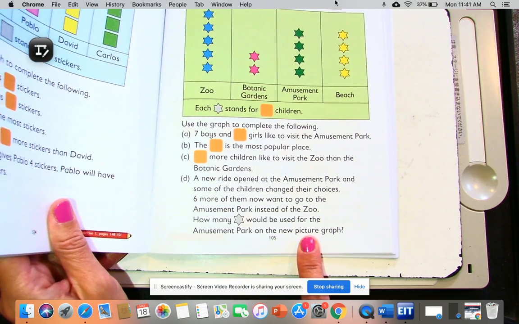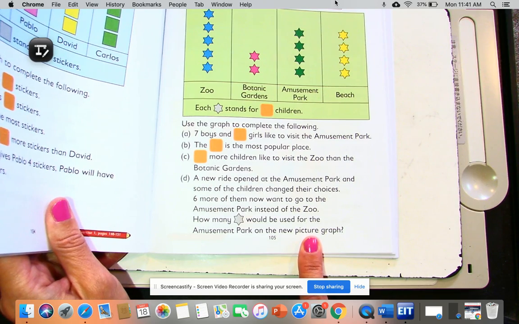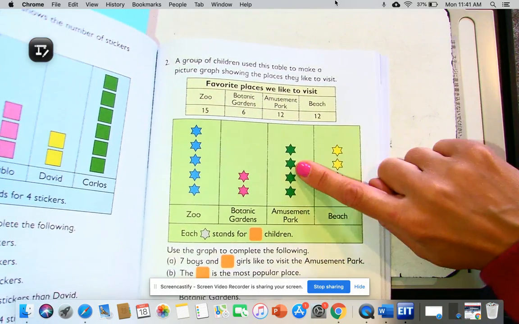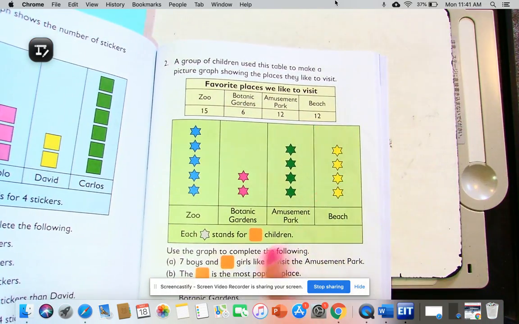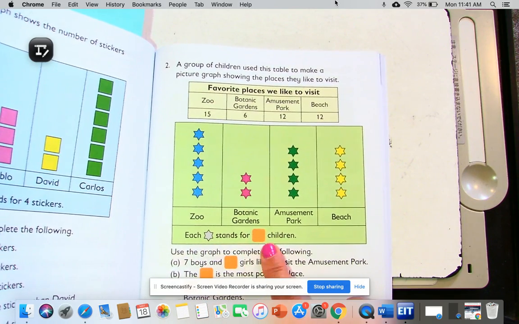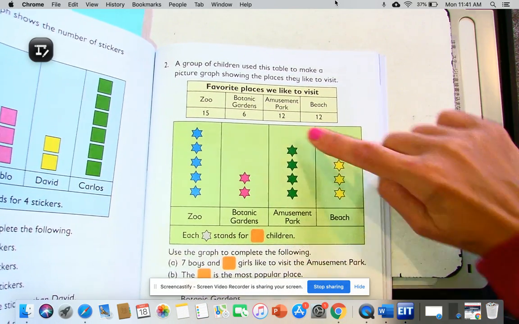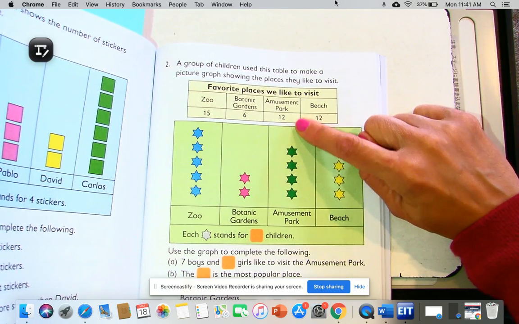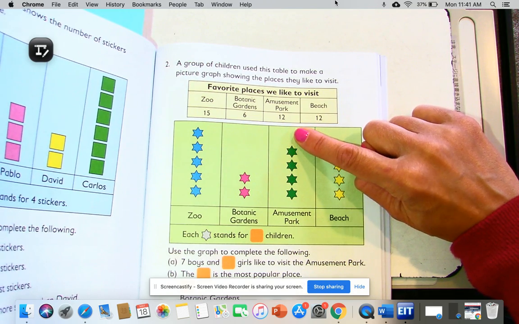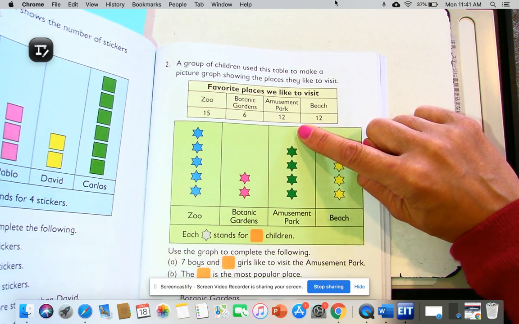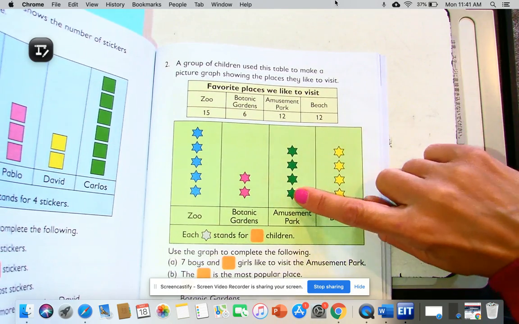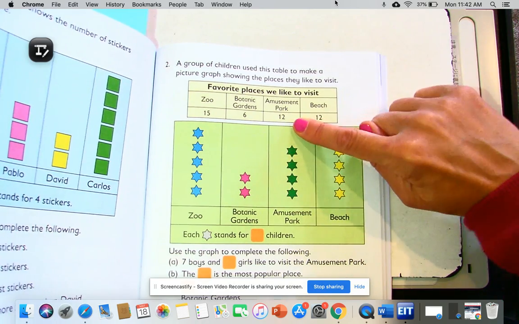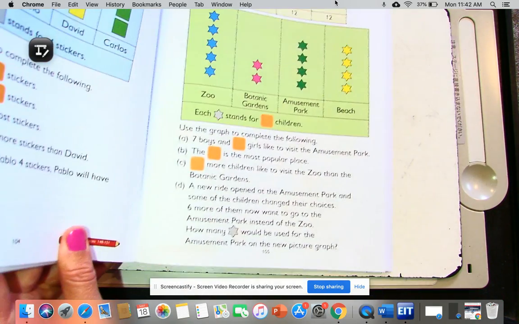So let's see, 6 more kids now like the amusement park better. Here's the amusement park, and if we wanted to add 6 more kids, remember that each star for this one stood for 3 children. So we would need 3, 6. We would need 2 more stars to represent those extra 6 kids. So altogether, we would have 1, 2, 3, 4, 5, 6. There would be 6 stars to show how many kids now like the amusement park if they change their minds.